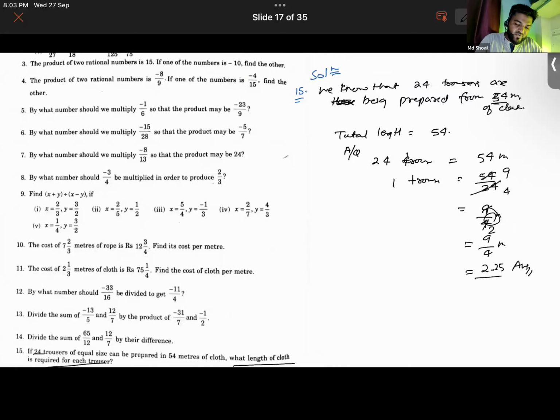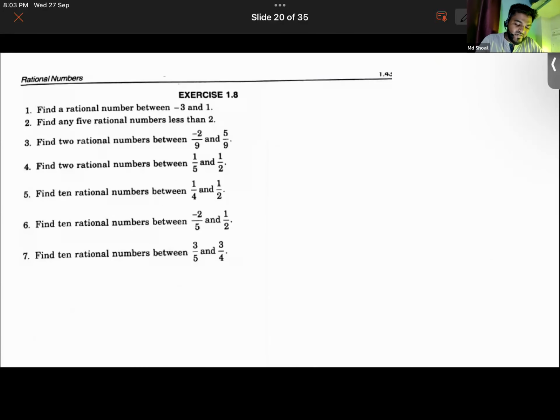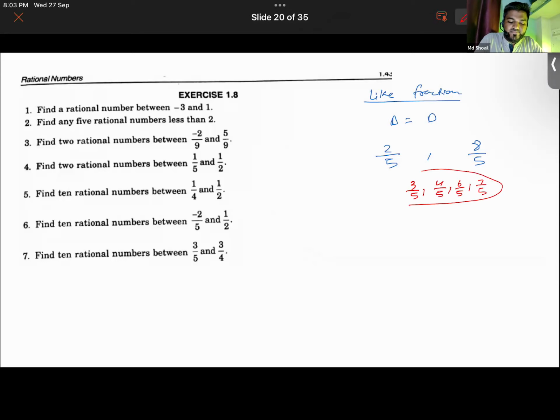So like this, exercise 1.7 is completed. Moving on to exercise 1.8. Now, here you have to find the rational number between the two given rational numbers. So you guys know there were two methods to find rational numbers, depending upon the type of number you have. For example, if you have got like fractions, in which the denominators are same, for example, 2/5, 8/5, you can easily find out rational numbers between them. 3/5, 4/5, 6/5, 7/5, like this.